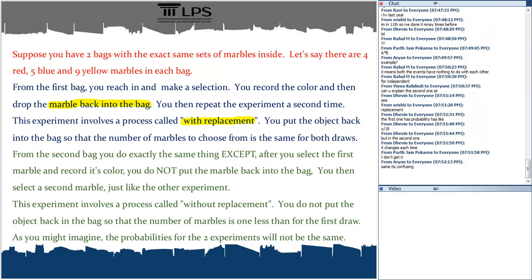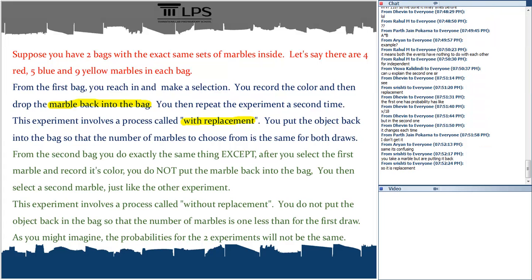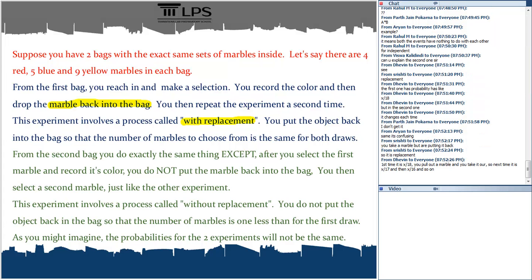Okay, Parth, I will come back to you. Yes, you are right, Shrishti. We are taking the marble and we are putting it back. So it is replacement. That's right.